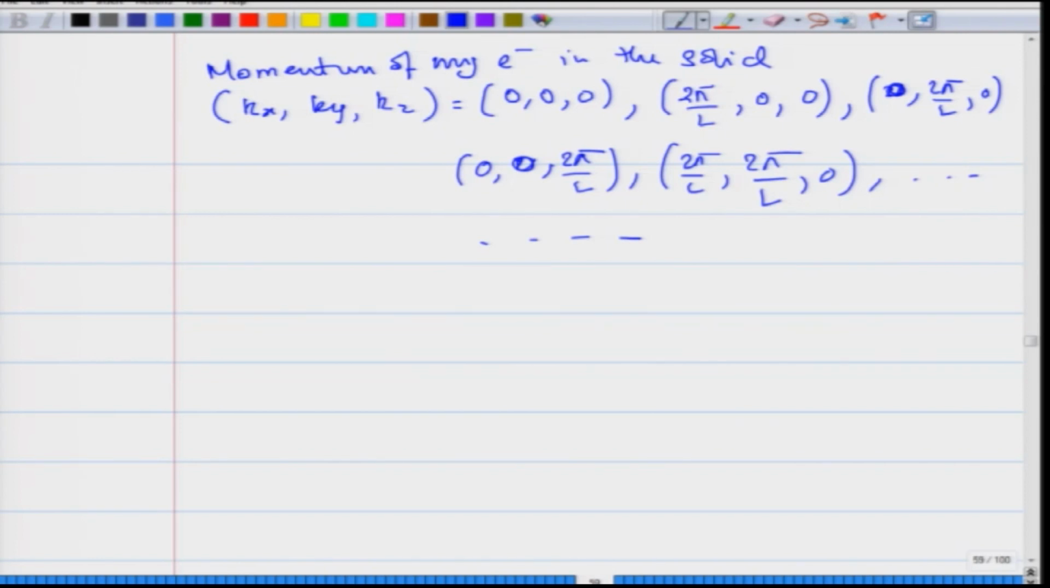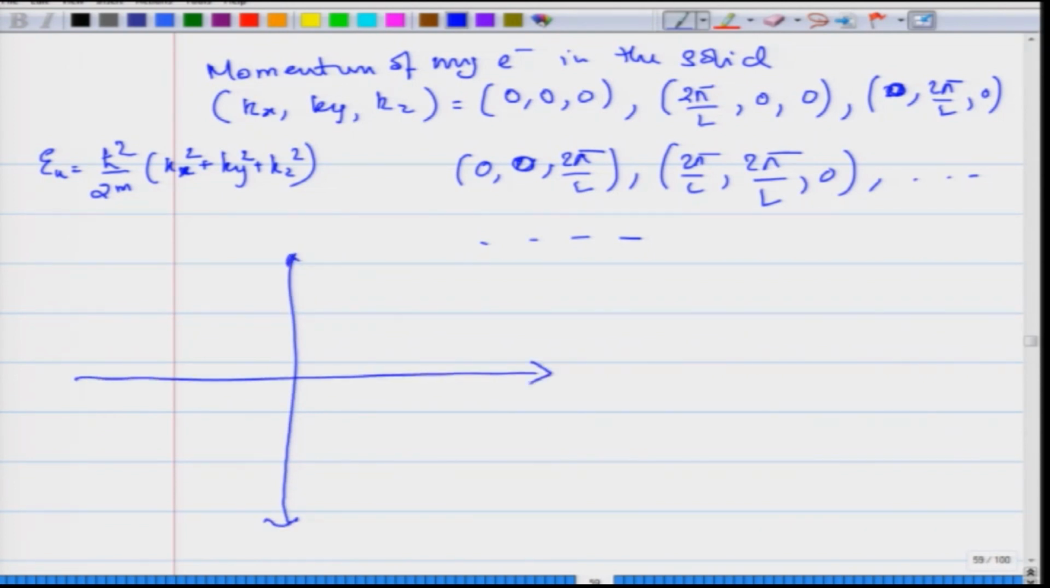Each of them has its own kinetic energy, which is given by Ek is equal to h cross squared by 2m times (kx squared plus ky squared plus kz squared). So, from these discrete momentum states, you will get discrete energy states, which will then be filled up based on the Fermi-Dirac distribution. So, now let us look at this momentum space, kx, ky and kz.